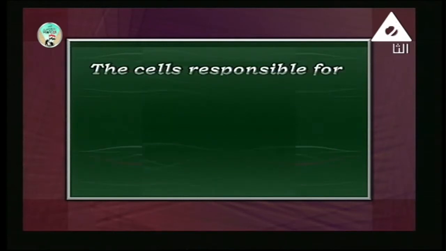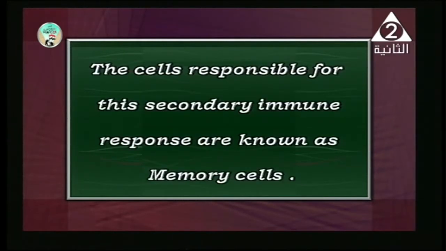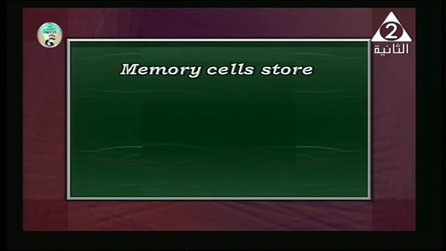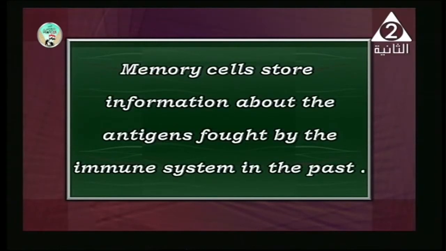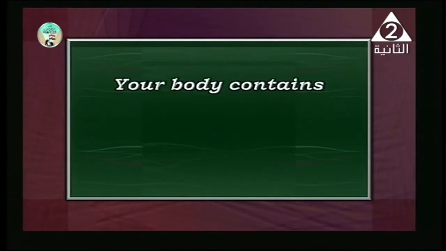The cells responsible for the secondary immune response are known as the memory cells. Do you remember that? They stay in your body for a longer time, from 20 years to 30 years, and maybe sometimes more. These memory cells store some information about the antigens that were fought and recognized by the immune system in the past.